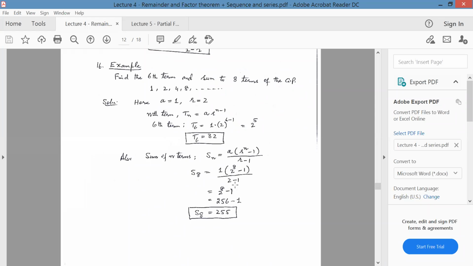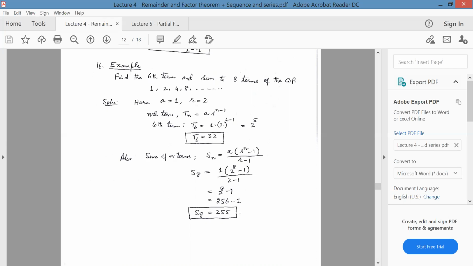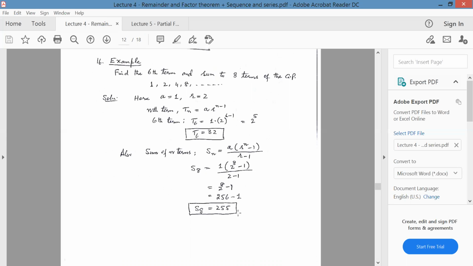In the denominator, it will be 2 minus 1 means 1. So if you divide anything by 1, it is meaningless. You multiply it by 1, it is meaningless. So this one and this one are useless. Only this factor is important now, that is 2 power 8 minus 1. Find the value of 2 power 8 from the calculator. This will become 256 minus 1. Your answer will be 255, the sum of 8 terms. I hope this question is clear. In case you have any point, note it down and ask me later on.